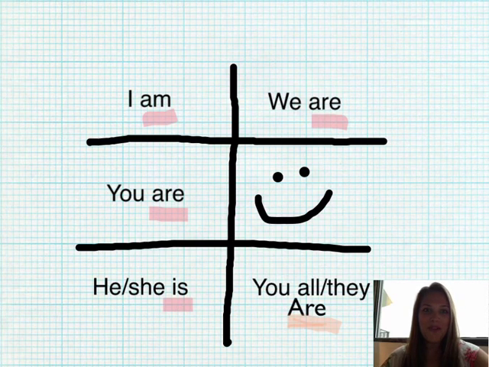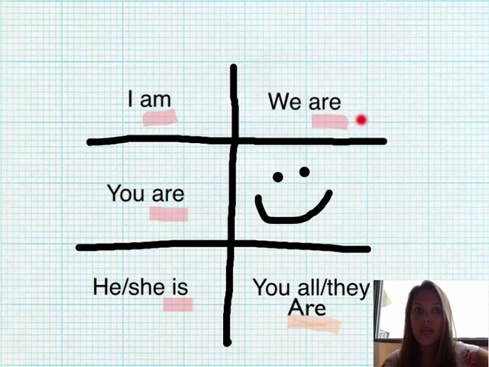Okay, so before we start discussing the difference between ser and estar, let's look at how to be in English is conjugated. So we start out in the I form. So I am. Then we have you are. He, she is. We are. And you all or they all are. Again, that's how we do it in English.